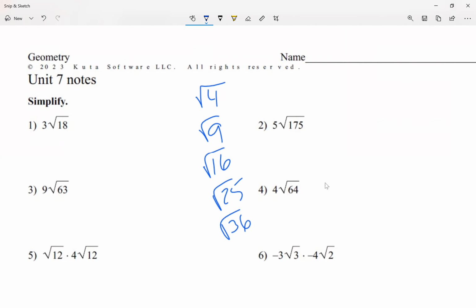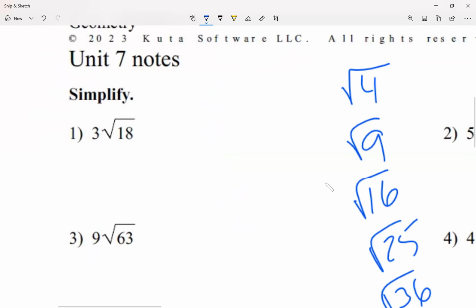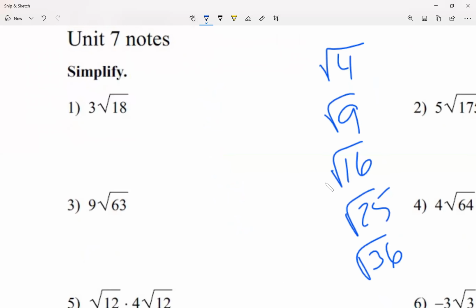Now, the square root of 18 is not a perfect square, right? Let me zoom into question number 1. I'm going to work questions 1 through 8. So question number 1: let me worry about the radical first. The square root of 18 is not a perfect square. However, let me have the 3 outside. Now the square root of 18, I'm going to split into 2 radicals.